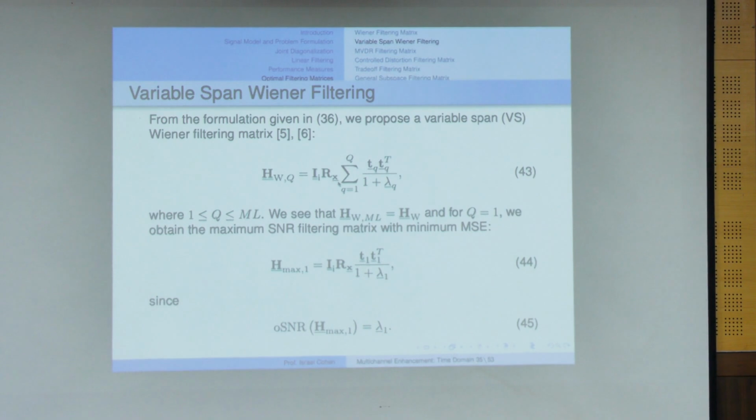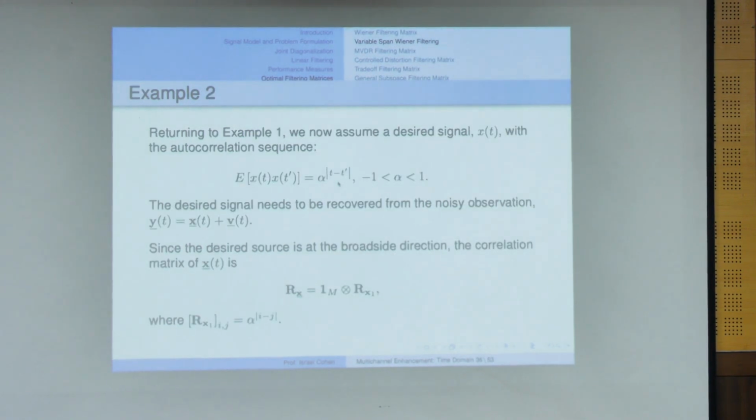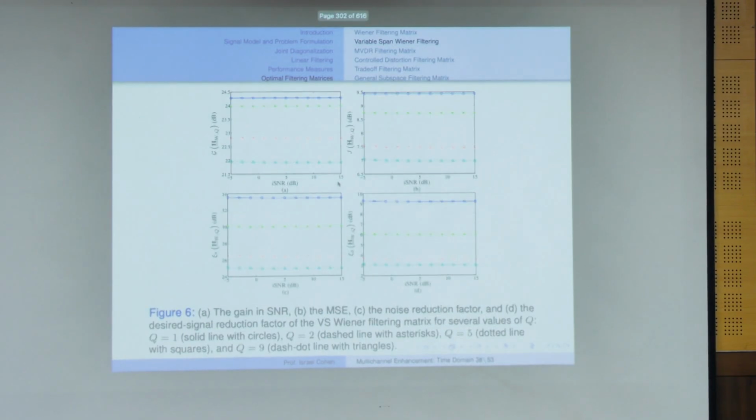So this is another nice way. So this is the same or different example? Okay, different example. You can follow also this example. Suppose that we have X, and the correlation goes like this. We have an interference from a certain direction. We have additional thermal noise and so on. So this will be the example. But what I want to show is the effect of changing the value of Q. You see? So this is the gain in SNR, the MSE, the noise reduction factor, and the desired signal reduction factor.